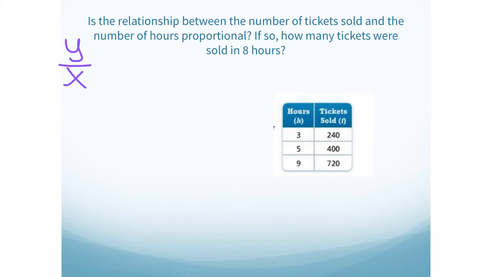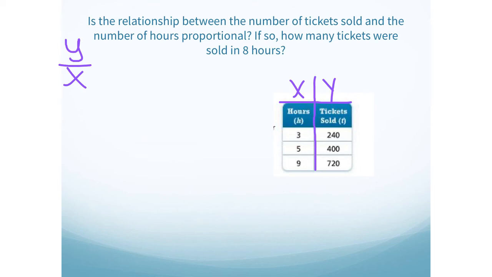Looking at our table, we don't have y's and x's, but x and y will never change position in your table. X will be on the left and y will be on the right, because your tickets sold depend on how many hours you sold your tickets, x and y.